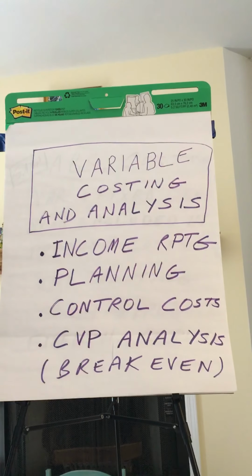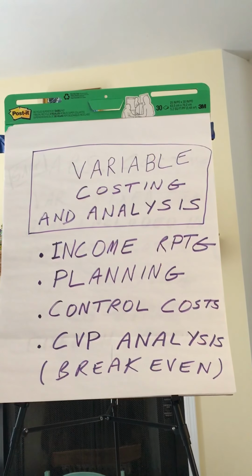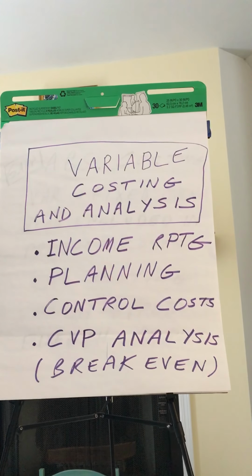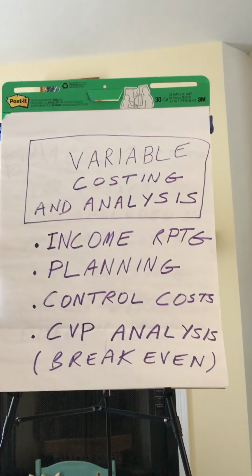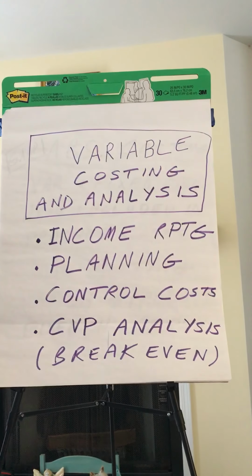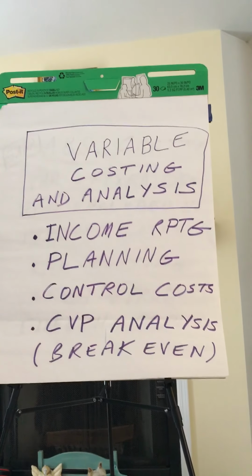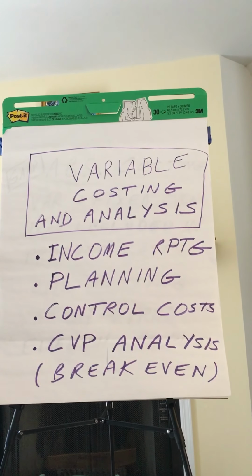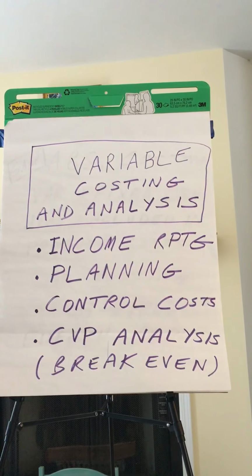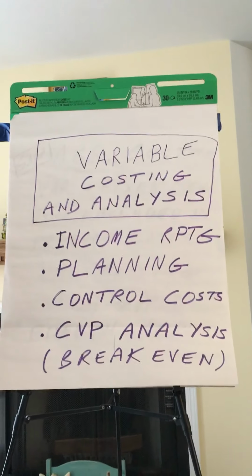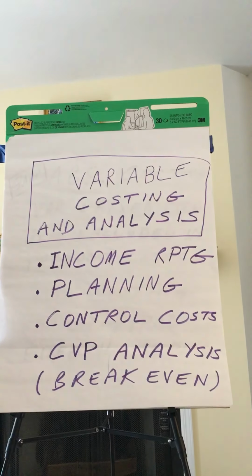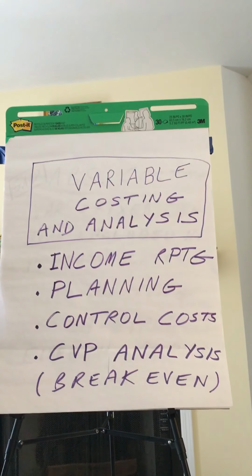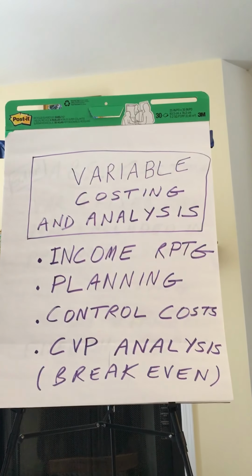All right, we're looking at variable costing and analysis. So we're going to focus on things that are variable costs. There's also fixed costs. They're one or the other. So in this chapter, they talk about income reporting. Now, regular income reporting, generally accepted accounting principles, basically worldwide. Absorption costing is generally accepted, and variable costing is not.